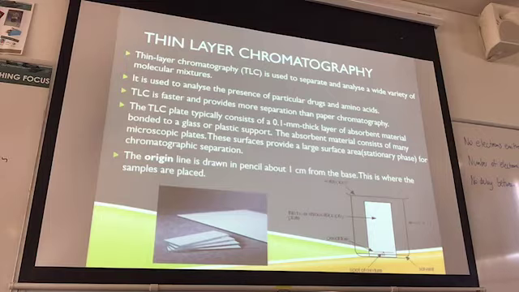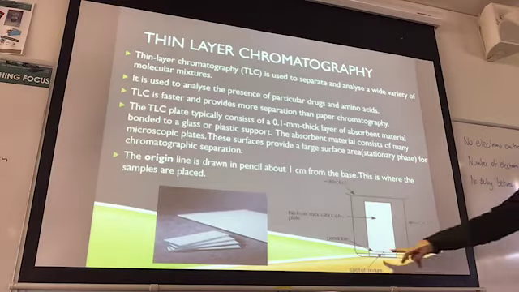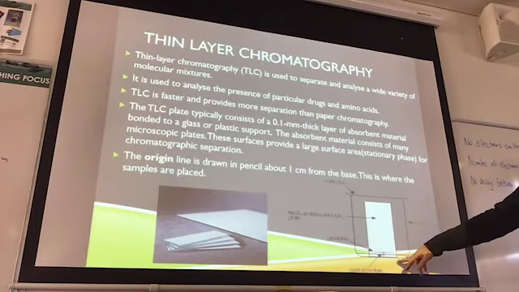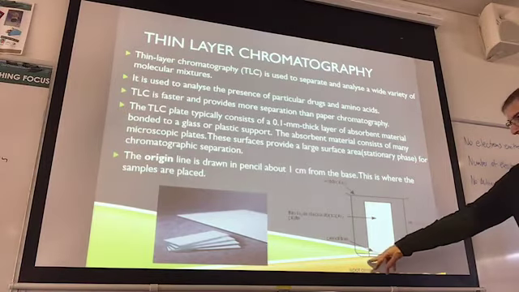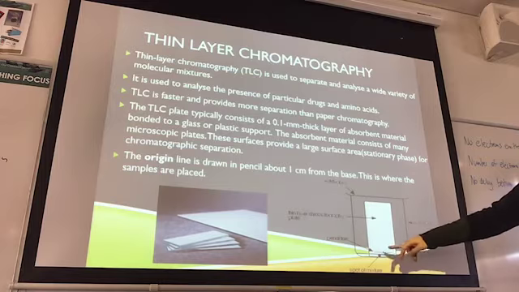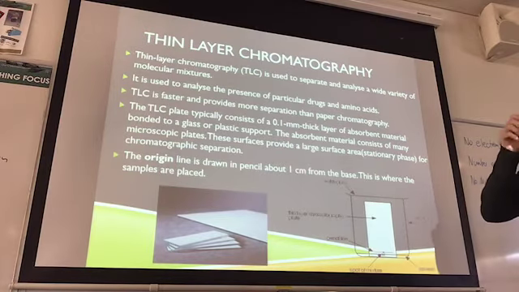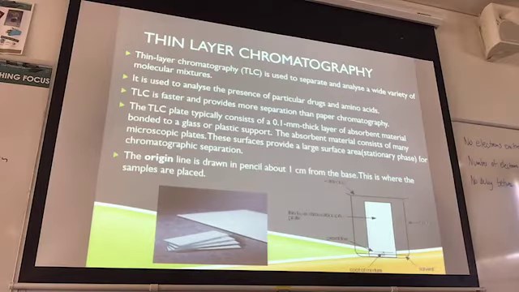So what we do is we draw an origin line at the bottom, which doesn't go into the solvent, and that's the line on which we place the sample that we're going to test. So you would have done this last year when you did the DNA separation, and you would have drawn your line on your filter paper and that's where you would have placed your extracted DNA.